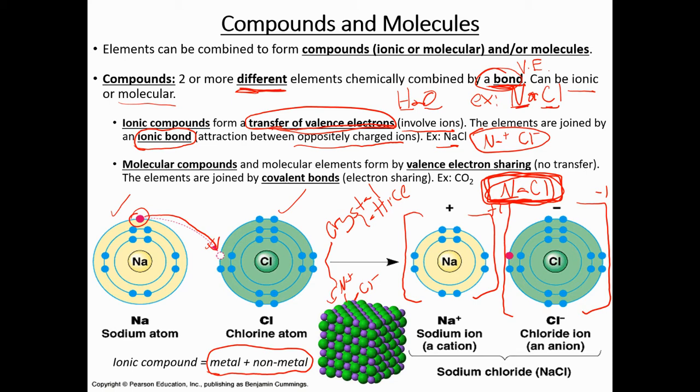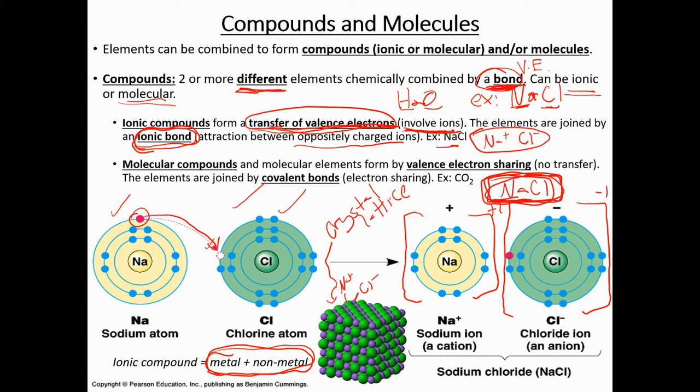So summary here: compounds can be two or more different elements chemically combined by a bond. That bond is due to the valence electrons doing something. The compounds can be ionic or molecular. An ionic compound is one where you have a transfer of valence electrons, and so you have ions that formed, and those ions are bonded together by opposite charges attracting, and so we call that type of bond an ionic bond.